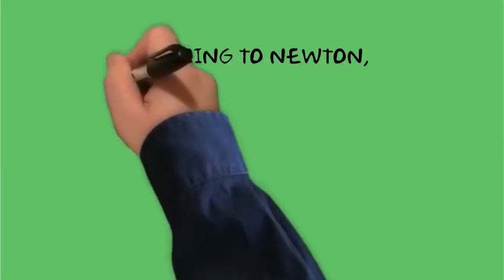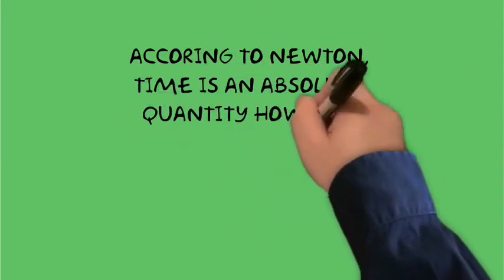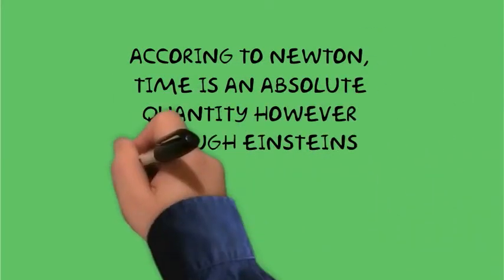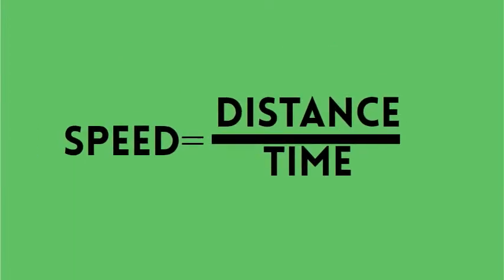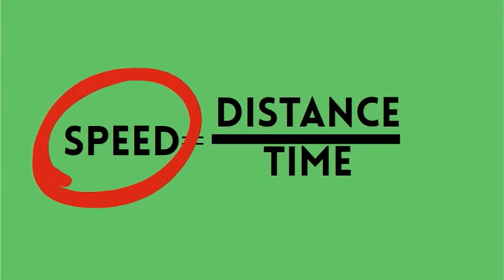According to Newton, time is an absolute quantity. However, through Einstein's theory of relativity, we know this is not the case. By using the formula speed equals distance over time, and the fact that the speed of light is constant, if the distance measured changes for different observers, then the time must change with it.